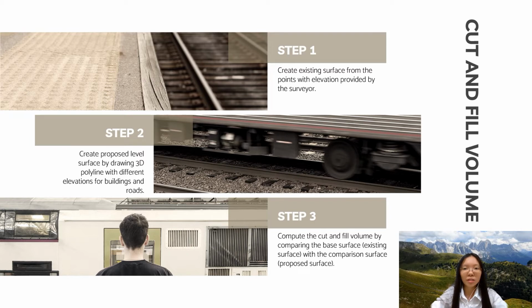For instance, when we create the existing level surface, points given by the surveyor are not adequate to cover all the area within the boundary. Hence, we need to interpolate and add some points to ensure the surface fully covers the area. Boundaries should also be set to ensure the surface only covers the desired area. After the two surfaces have been created, we compare the base surface, the existing level surface, with the comparison surface, the proposed level surface, to get the cut and fill volume.